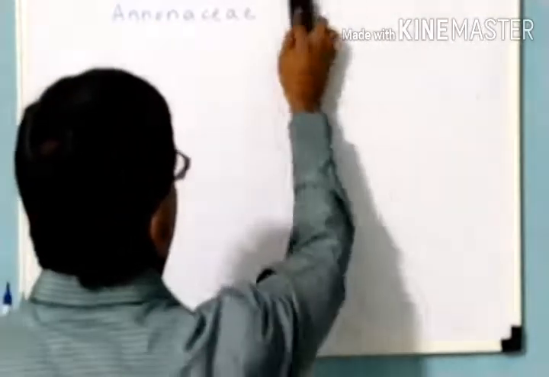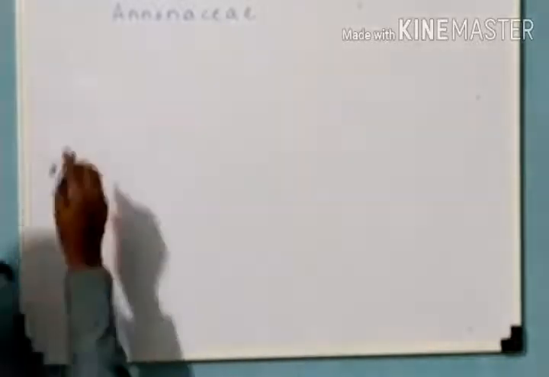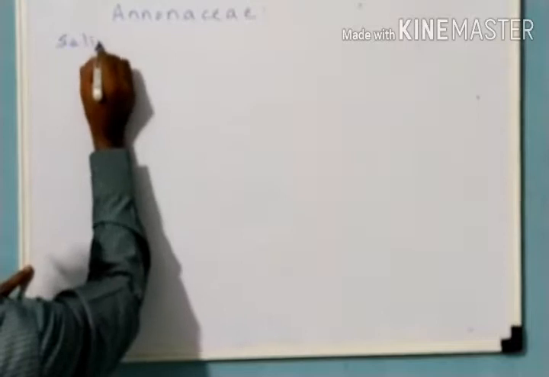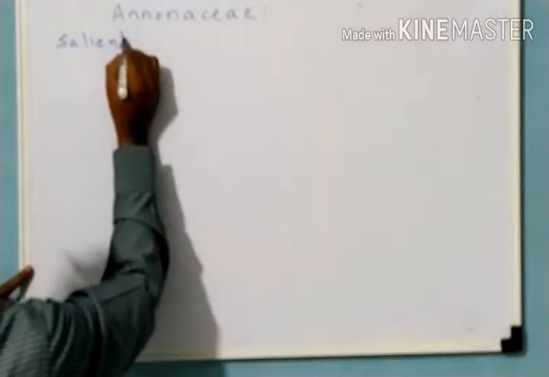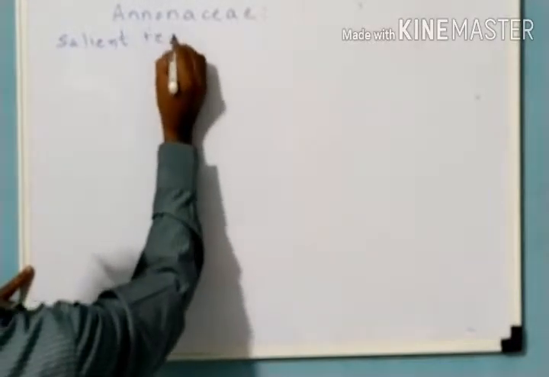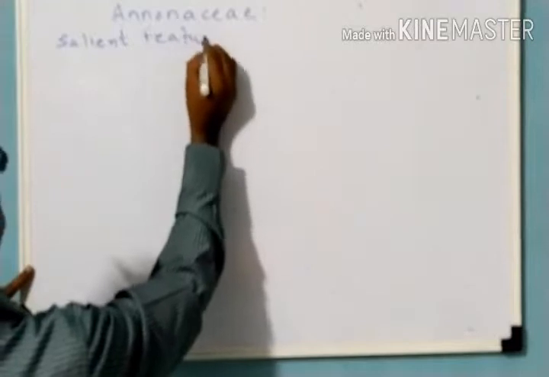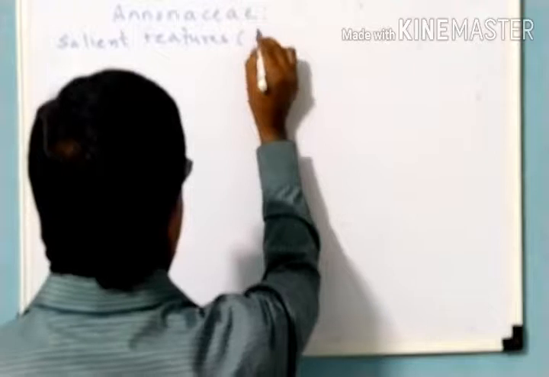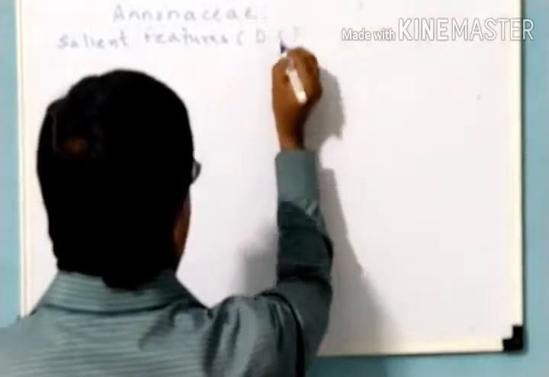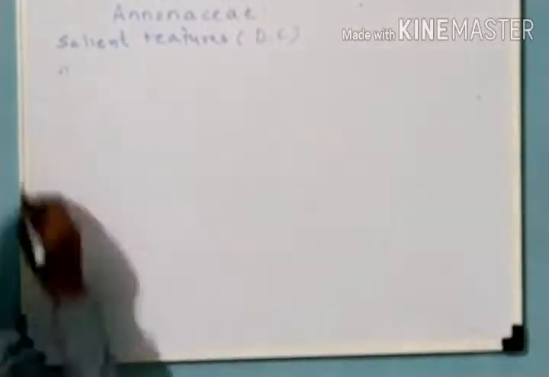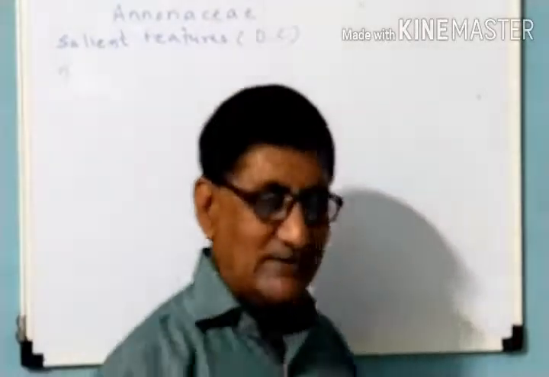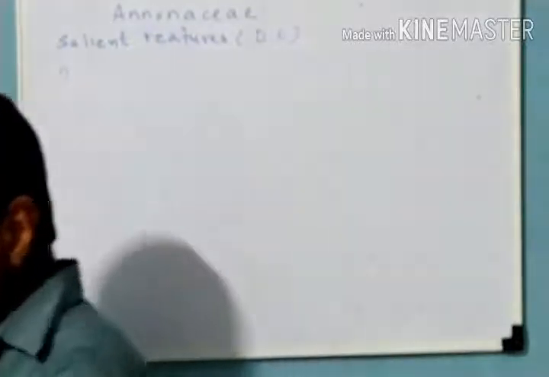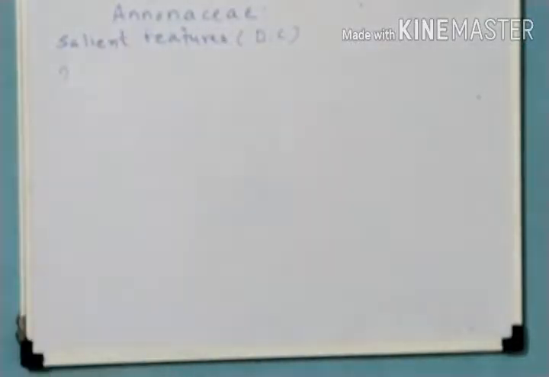Now we'll go to the salient features, or they may also be called distinguishing characters. So this family possesses 7 to 8 salient features or distinguishing characters. What are they? We will see one by one.